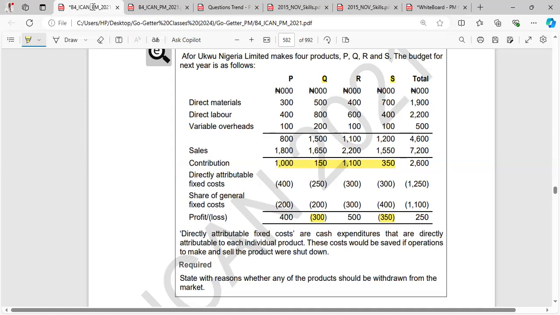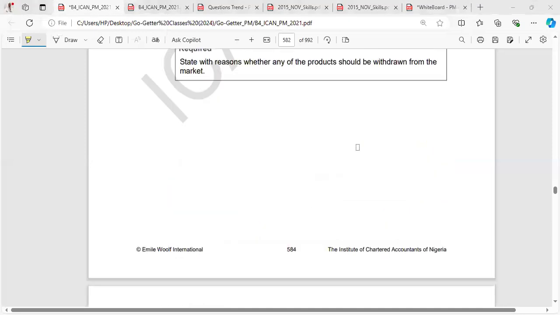Unlike the directly distributable costs that would disappear if that department disappeared. So that's it. That's the reason. Someone is asking, can you explain the reason for your decision? Okay, let me read the decision here.